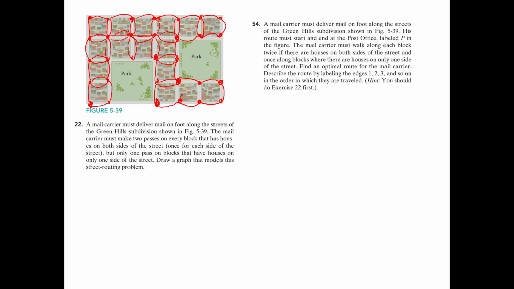Now, a mail carrier must deliver mail on foot along the streets of the Green Hill subdivision shown in figure 539. His route must start and end at the post office, labeled P in the figure. The mail carrier must walk along each block twice if there are houses on both sides of the street, and once along the blocks where there are houses on only one side of the street. Find an optimal route for the mail carrier. Describe the route by labeling the edges 1, 2, 3, and so on in order in which they were traveled. Hint, you should do exercise 22 first.